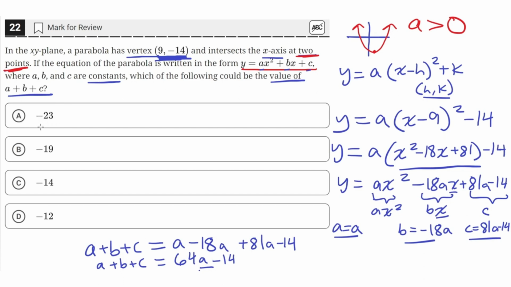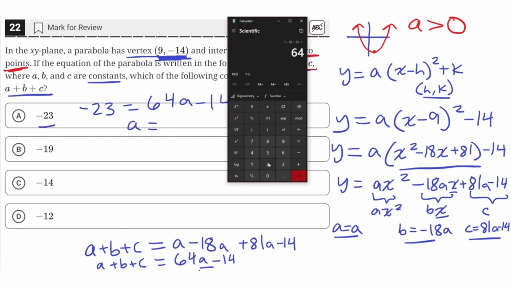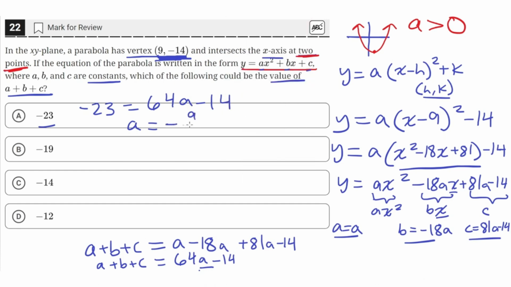So let's look at answer choice A. So if a plus b plus c is equal to negative 23, then that is equal to 64a minus 14. This implies that a is equal to, let's do negative 23 plus 14, so a is equal to negative 9 over 64. But this is a negative number, so A cannot be correct because our a value has to be positive, not negative.